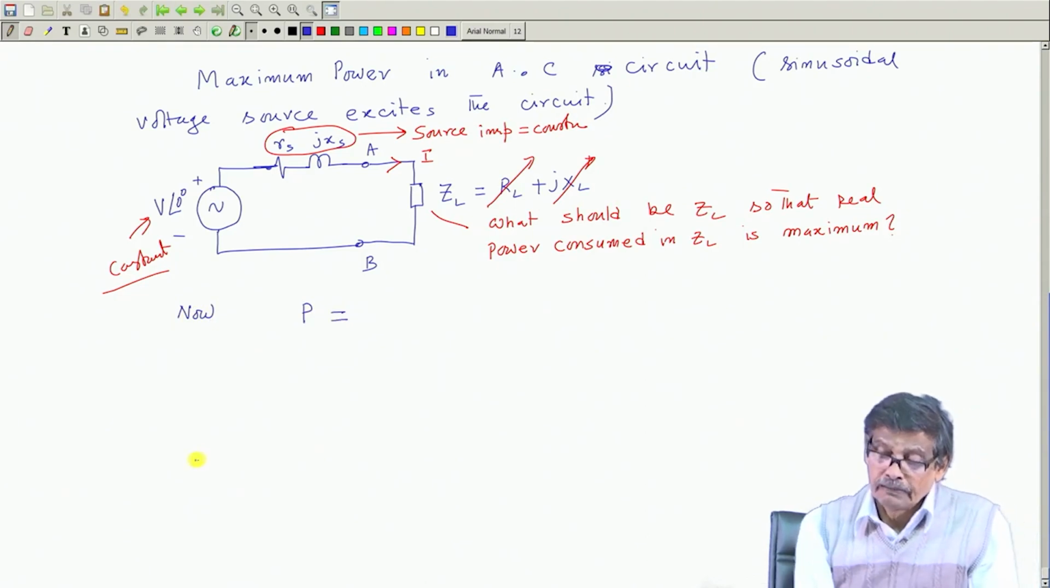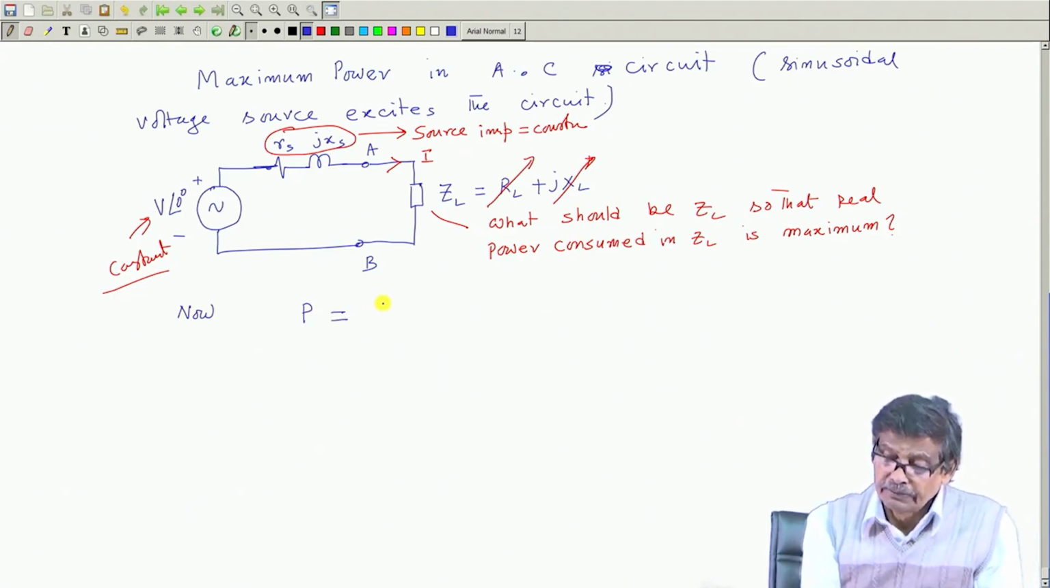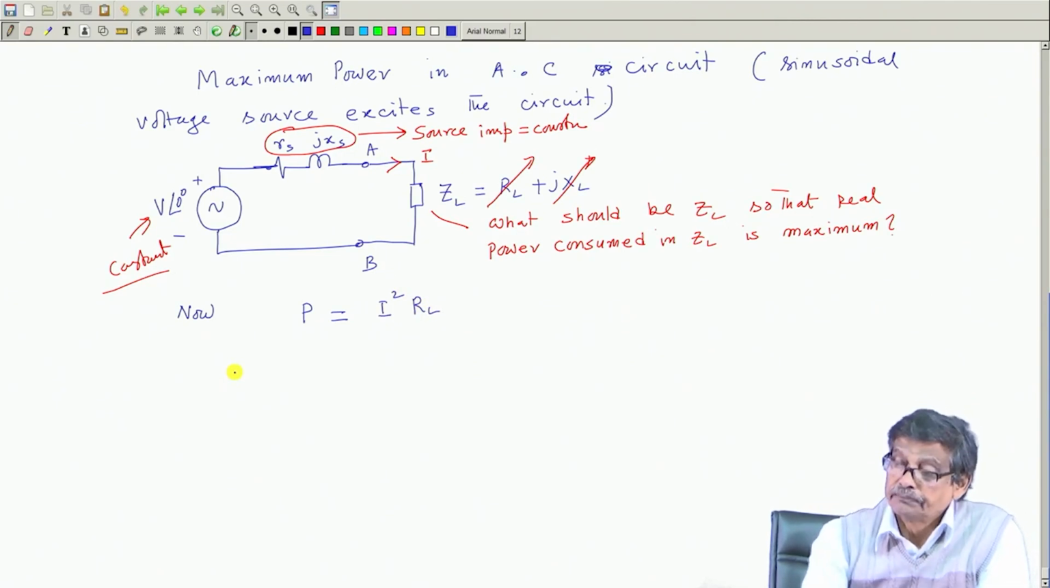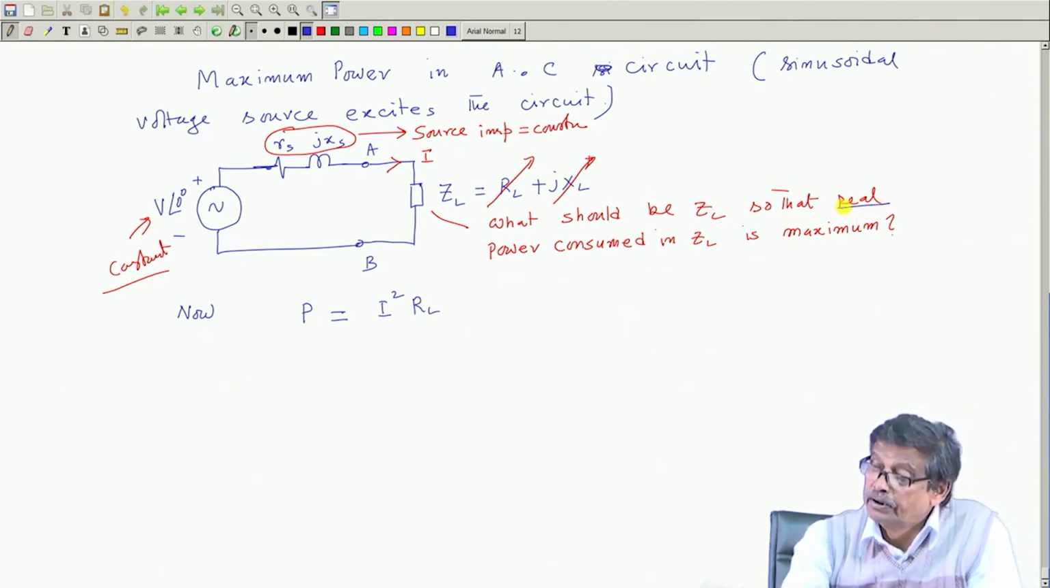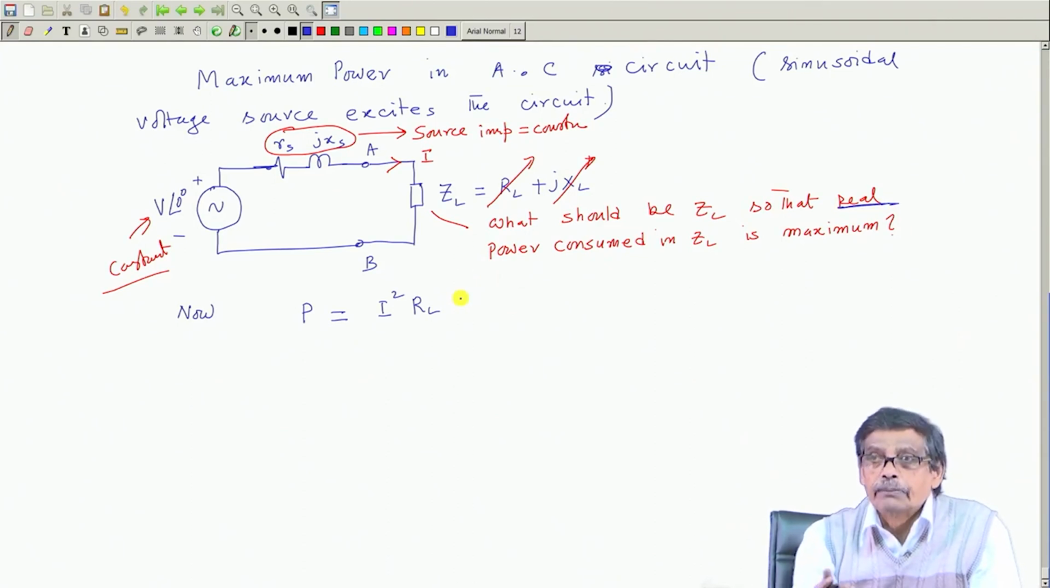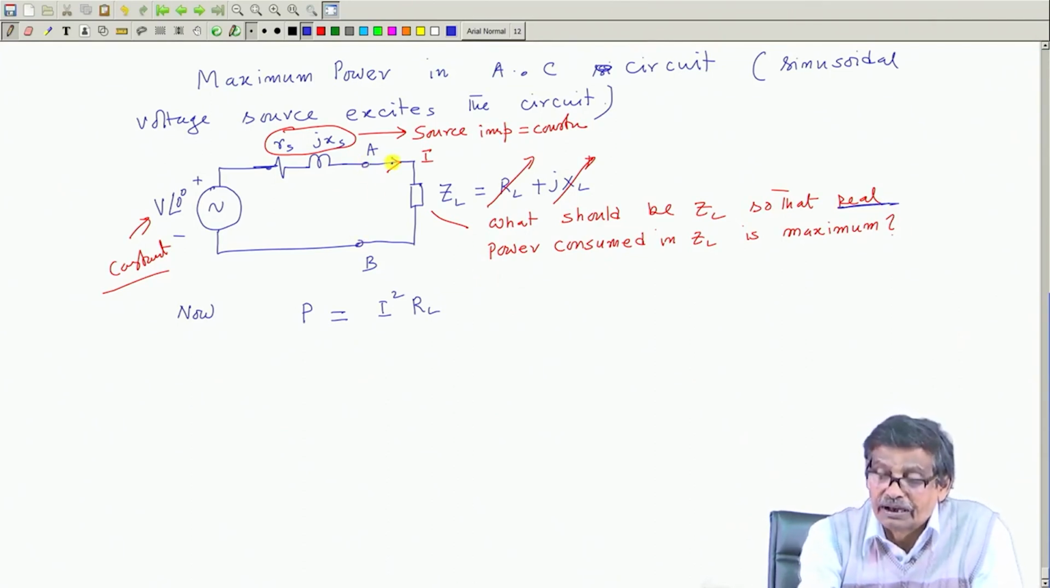Power will be maximum when, what is the expression of power? Current squared into RL, that is the expression of the real power. So, that real power is I squared into RL, which happens to be equal to the voltage into current into cos theta of this circuit. So, power consumed in this load impedance will simply be I squared into RL, where I is the RMS value of the current.